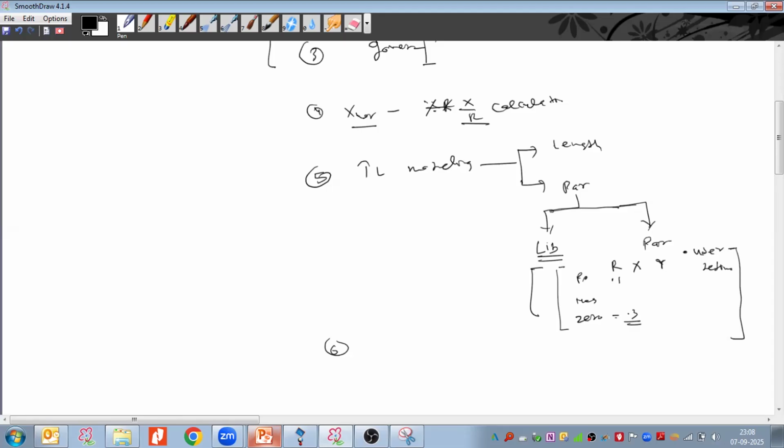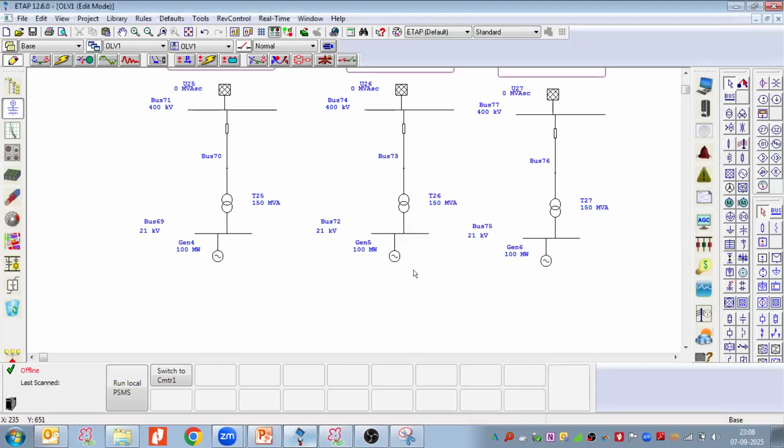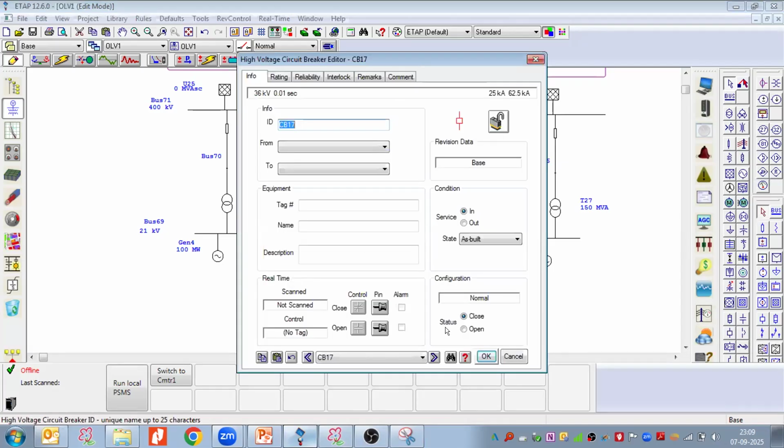Some modeling of circuit breaker and CTPT. That's very easy, no need to do it here. Just take the breaker. You have the breaker option here, right? I think breaker modeling we have already done. Just drag and drop here. Then go here, status open or close. First of all, your breaker status.